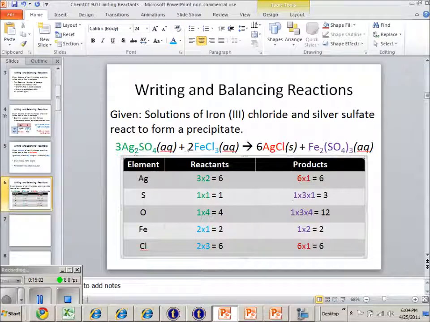Okay, so how many sulfurs are on each side now? How many oxygens are on each side now? How many irons are on each side now? And how many chlorides are on each side now? So I think this is balanced.